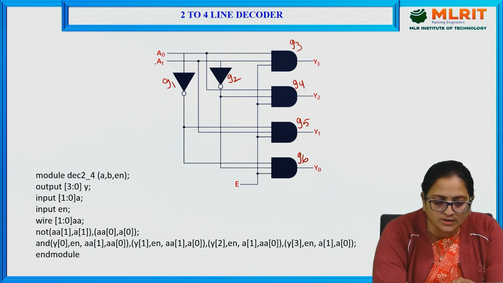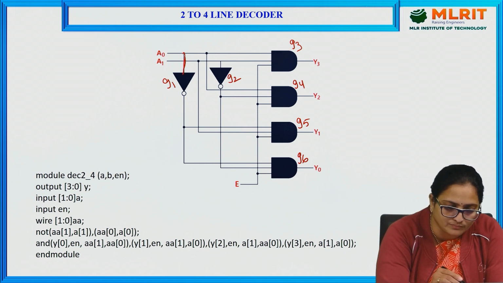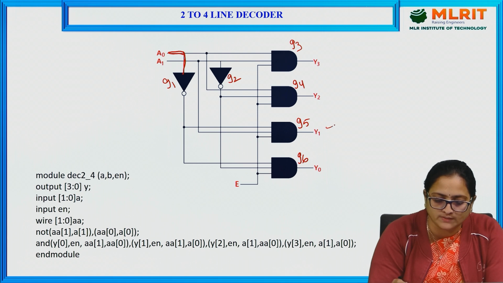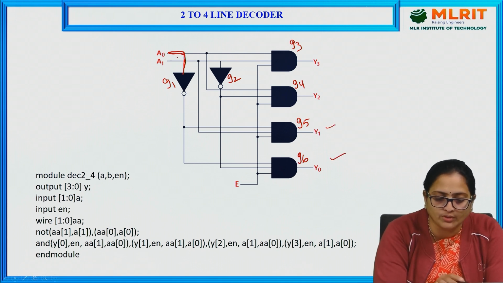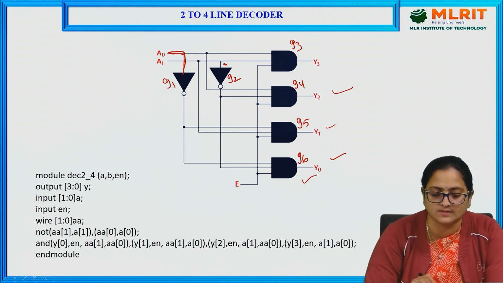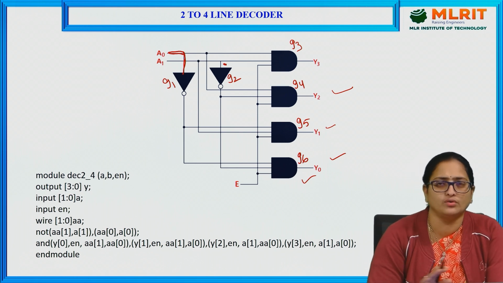See, A0 is given to this NOT gate and the output of NOT gate is connected to these 2 gates. Similarly, A1 input is connected to this NOT gate and this NOT gate output is connected to G4 as well as G6. Here, see, for this circuit, how we'll write a Verilog code for the 2 to 4 decoder.